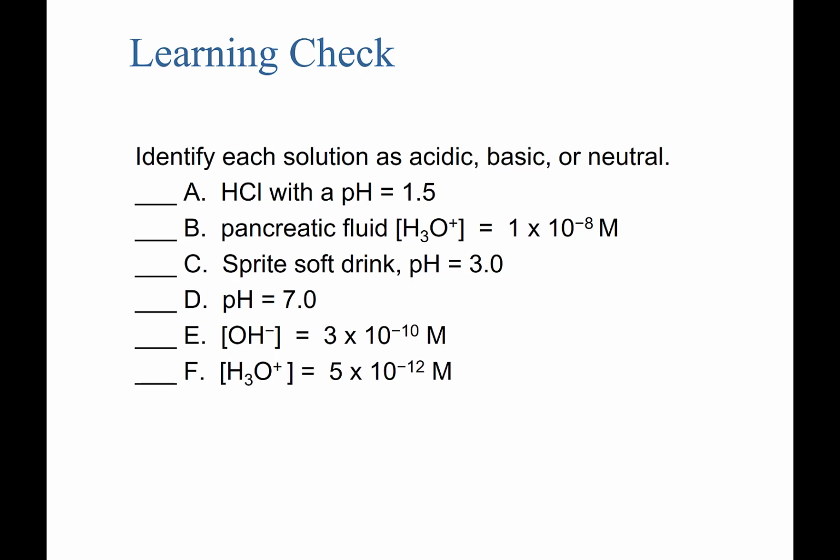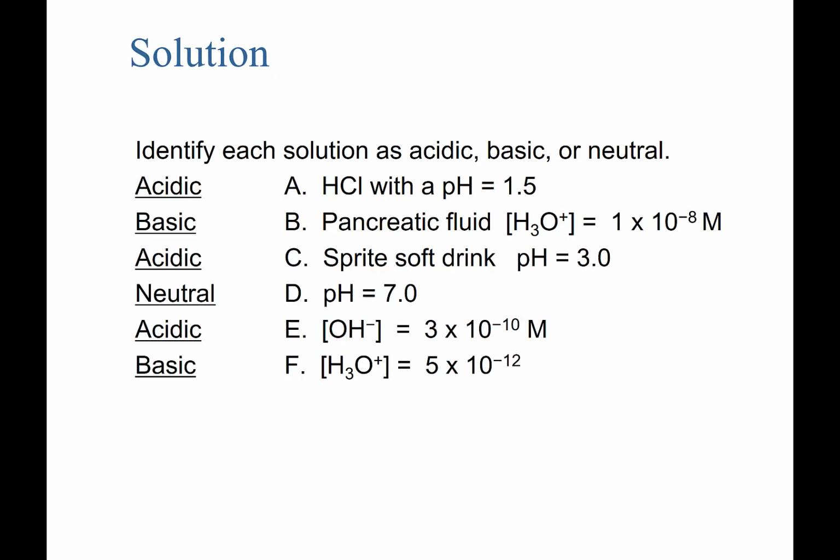All right, so here they just want us to find if these things are acidic, basic, or neutral. If you would like to pause, you can pause your video and then come back. So if we have HCl with a pH of 1.5, that's less than 7, so that's going to be acidic. If we have pancreatic fluid with an H3O+ of 1 times 10 to the negative 8, that means that's less than 1 times 10 to the negative 7. So that means it's going to be basic.